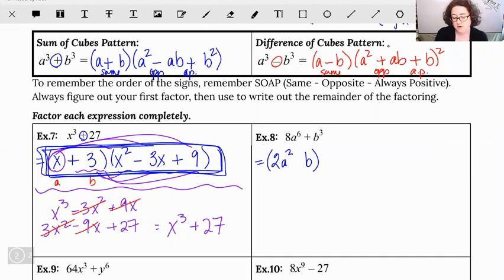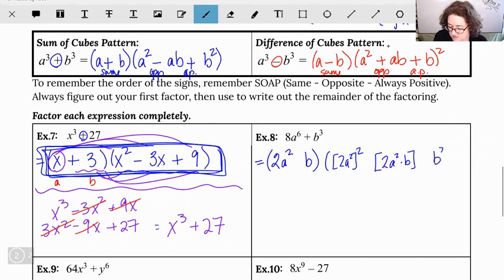So then use those to feed into the second piece. So I'm going to square my first item. So I'm going to write this out just so you can see the thought process. So that means I'm going to take 2a squared and square it. I'm going to multiply 2a squared times b. And then I'm going to just do b squared. Then I fill in my signs. Same sign, opposite sign, always positive. And then let's just simplify to make our final answer.